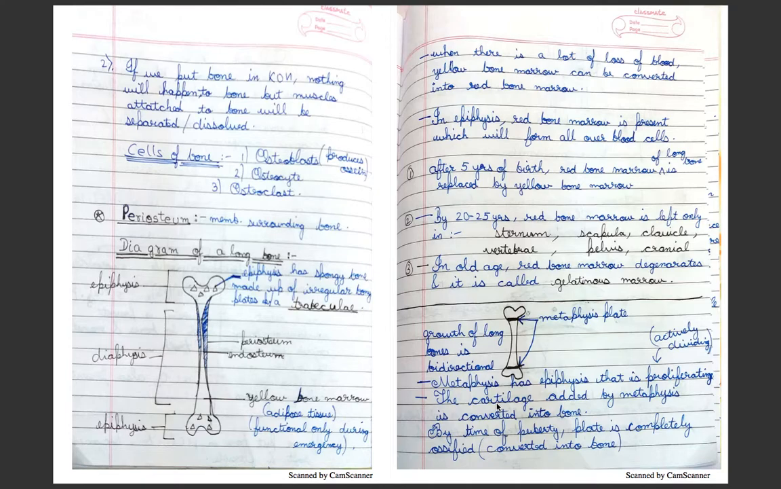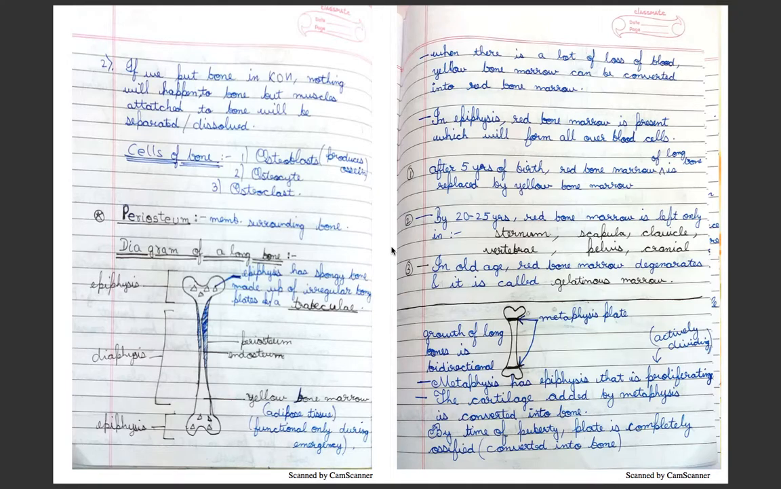Cells of bone are osteoblast, osteocyte, and osteoclast. Osteoblasts are the bone producing cells which also produce ossein. Osteocytes are actually the bone cells, and osteoclasts are the bone eating cells. Periosteum is the membrane surrounding the bone.